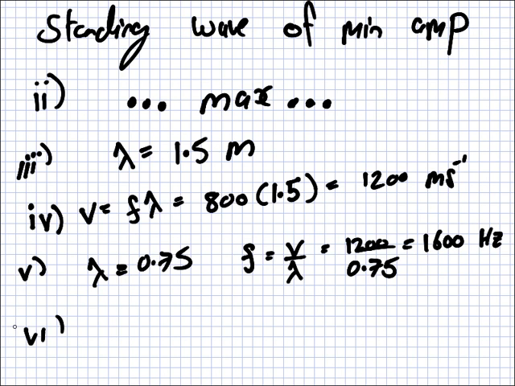A third bridge is added in order to produce a node 25 centimeters from the end of the string. So you put another bridge about here. Can you see? And the reason you do that is to make a node here. So you have a node here, a node here, and a node here.